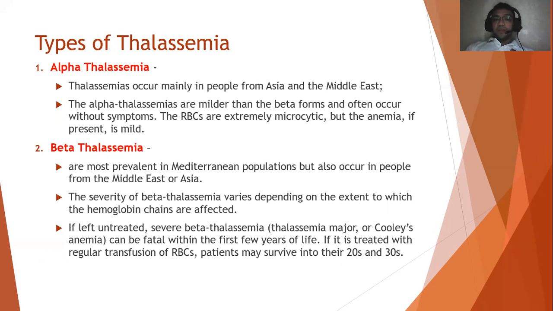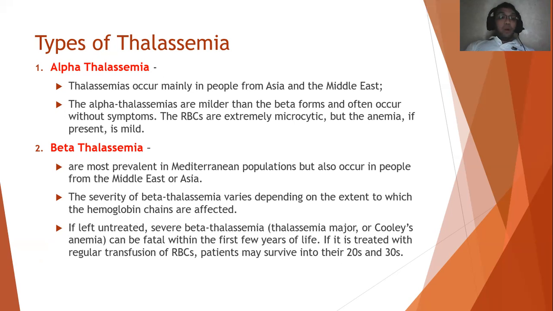And there are types of thalassemia. We have alpha thalassemia. These types of thalassemias mainly occur in Asia and in the Middle East. The alpha thalassemias are milder than the beta forms, and they often occur without symptoms. The RBCs are extremely microcytic, but the anemia, if present, is mild.